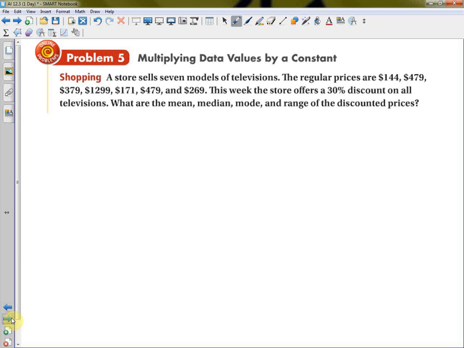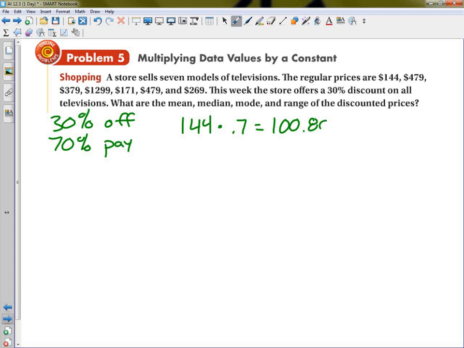Okay, so for the discounted prices, it's 30% off. Well, if it's 30% off, how much am I going to pay? I'm paying for 70%. So right now, I'm going to take 70%, which is 0.7, and multiply it by each one of my models. So 144 times 0.7 is $100.80.